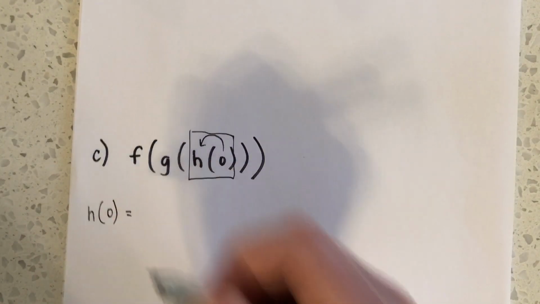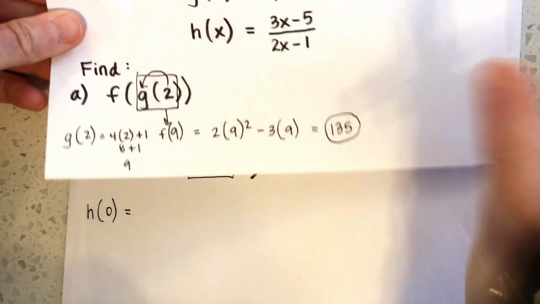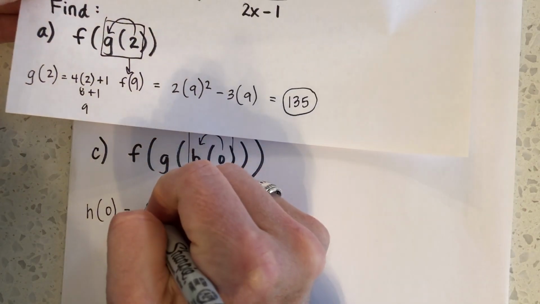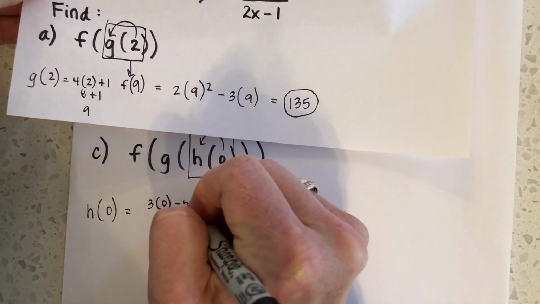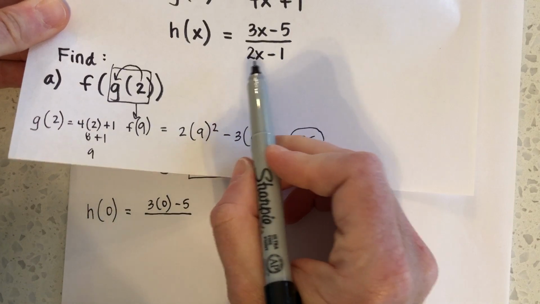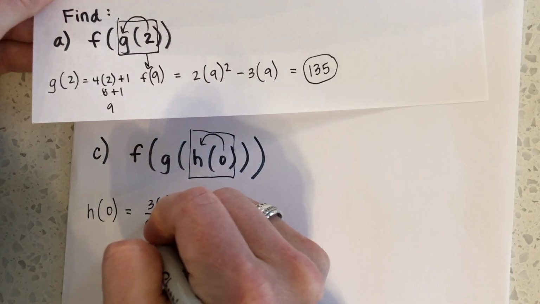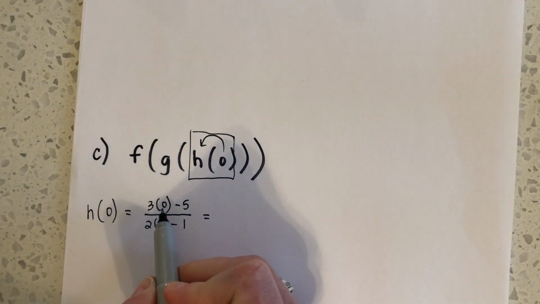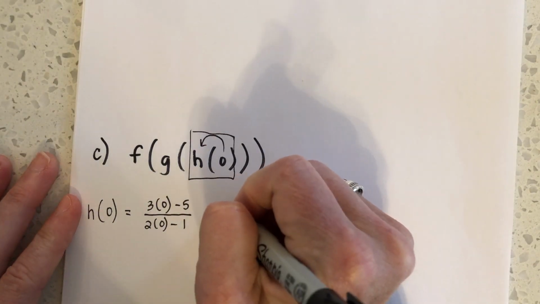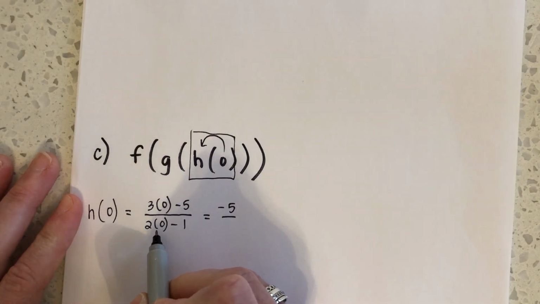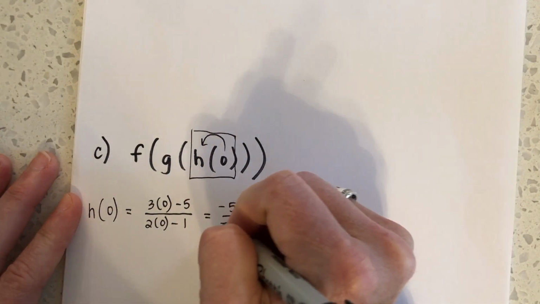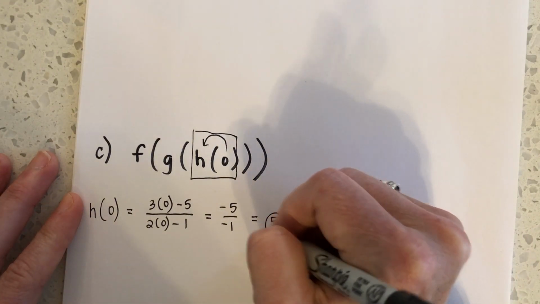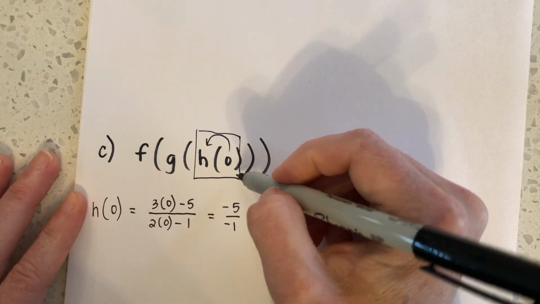Okay, so if I find h of 0, that means I'm going to go to function h and plug in 0. So 3 times 0 minus 5 divided by 2 times 0 minus 1. Okay, what are we going to get? Well, 3 times 0 is 0. 0 minus 5 is -5. 2 times 0 is 0. 0 minus 1 is -1. -5 divided by -1 is 5. So that means h of 0 is 5.